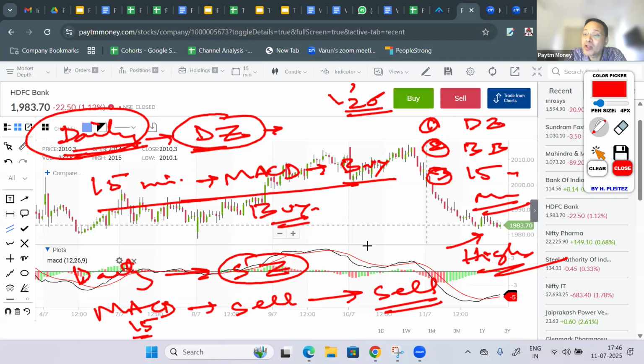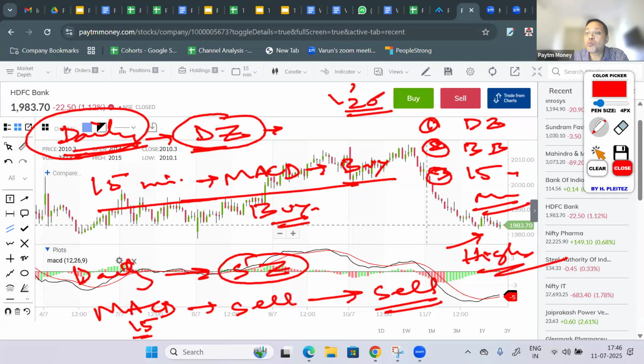Okay, you can use TradingView app also. MACD is with 15 minutes. Yes, absolutely, you can use it. Vimrao is asking, is 15 minute the best time frame to use the MACD?